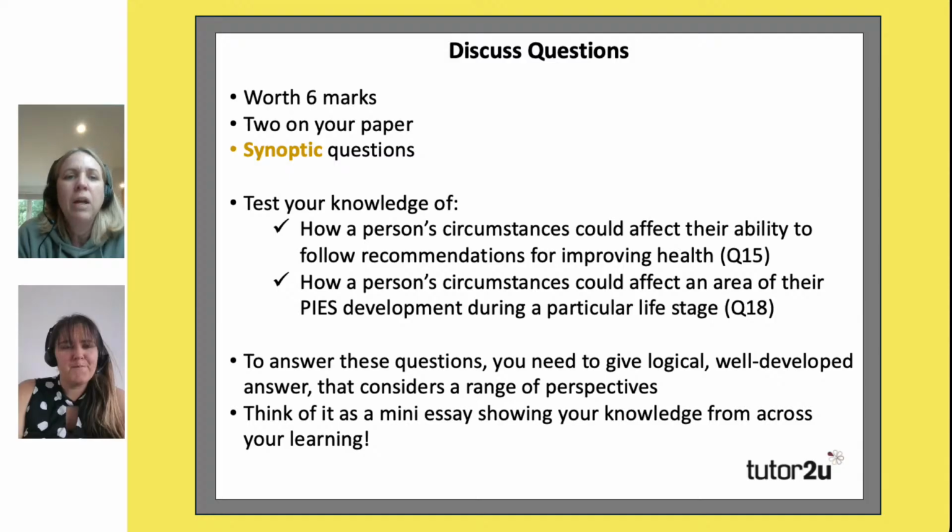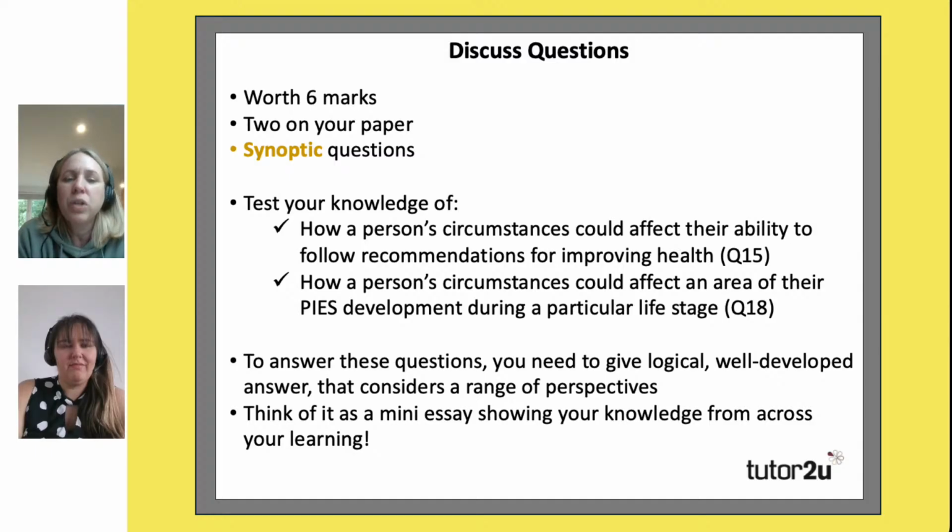The first question, question 15, will test your knowledge of how a person's circumstances could affect their ability to follow recommendations for improving health. And then question 18 is how a person's circumstances could affect an area of their development during a particular life stage. You'll notice both of those questions are asking about a person's circumstances, and you'll be able to draw that information from the case study information that's available for both of those questions.